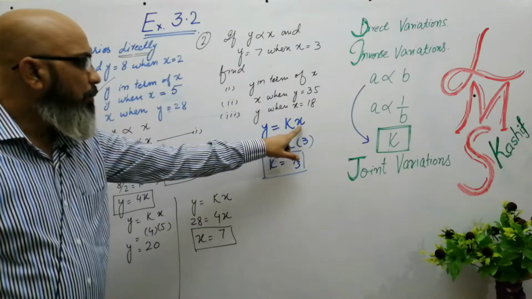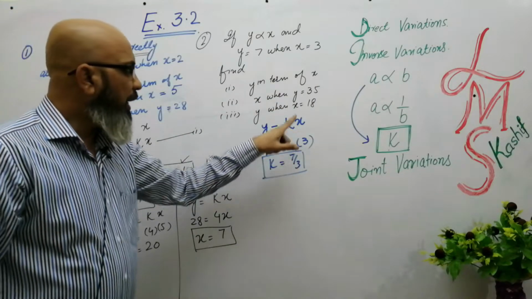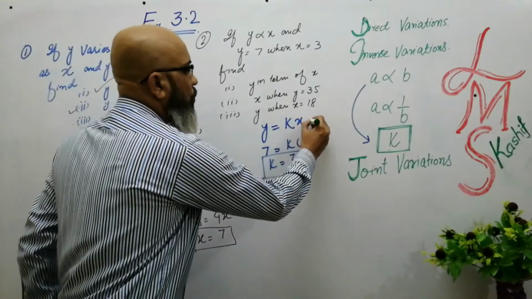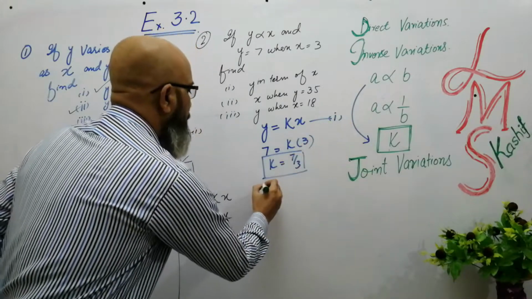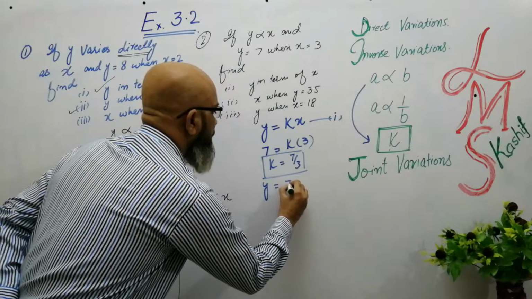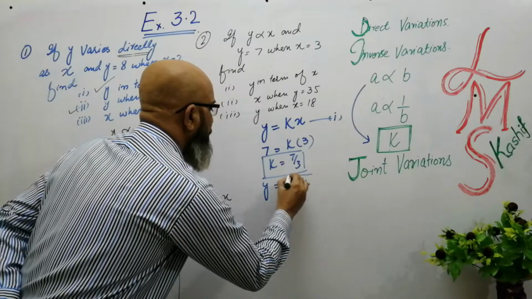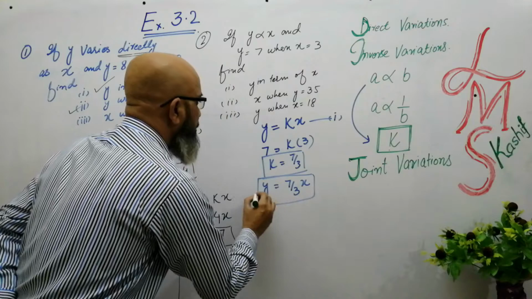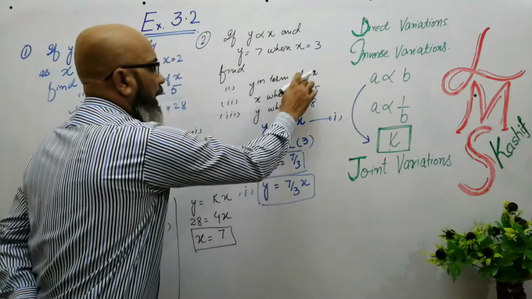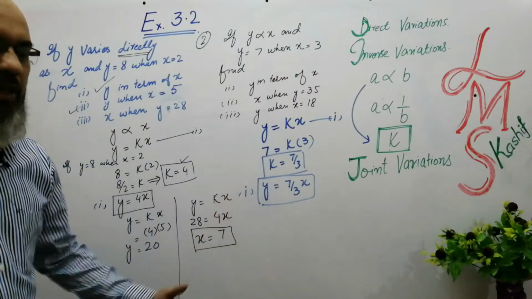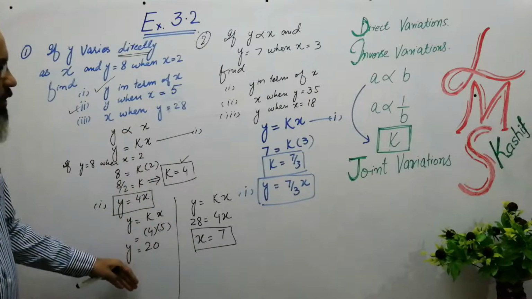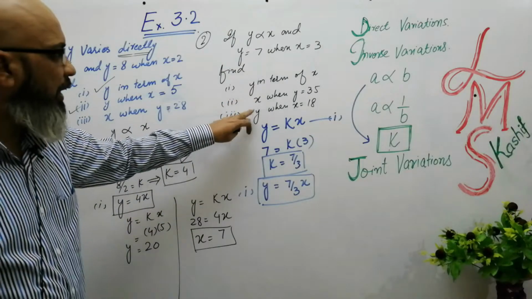Now we have to find y in terms of x. The same thing, put the value of k in your equation 1. So y is equal to 7/3x. This is your answer of the first question, y in terms of x. Now similarly as we did this question, हम इसको भी इसी तरह solve कर लेंगे.